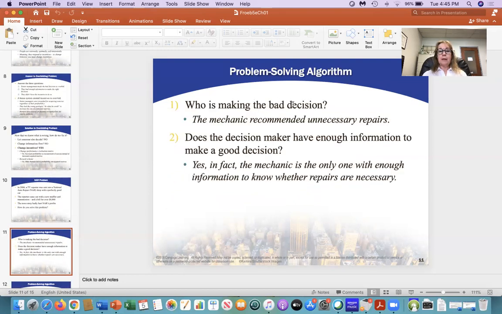So who's making the bad decision? The mechanic. The mechanic recommended unnecessary repairs. The car was in perfectly good working condition, and the mechanic recommended $8,000 worth of repairs. Okay, second question, does the decision maker have enough information to make a good decision? Well, yeah, he does. In fact, he's the only one with the information. He knows if the repairs are necessary or not. So the mechanic has enough information to make the decision.